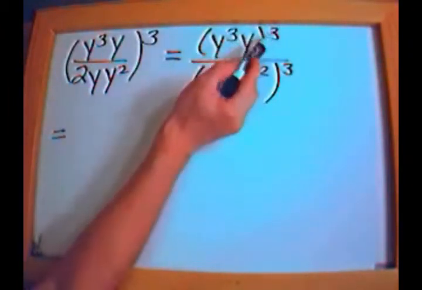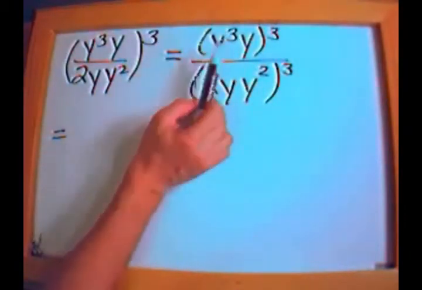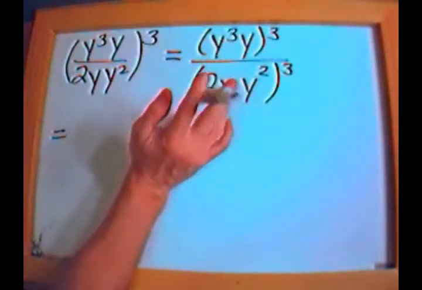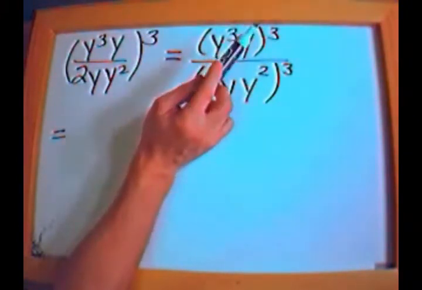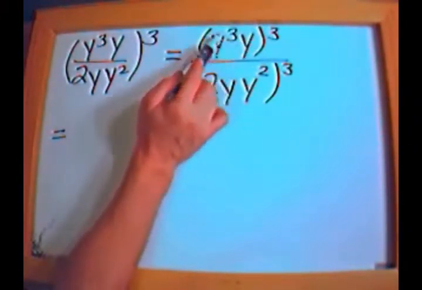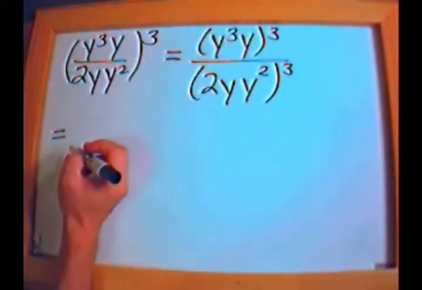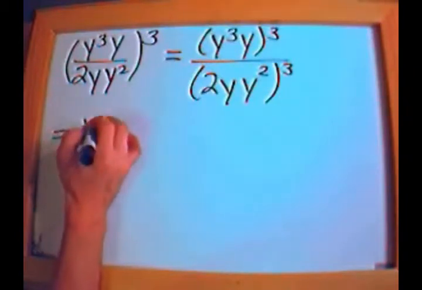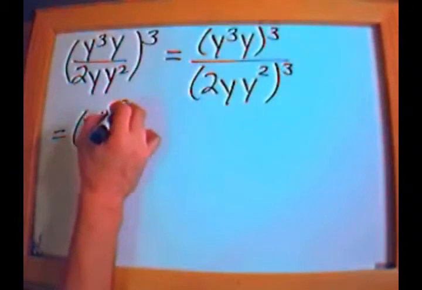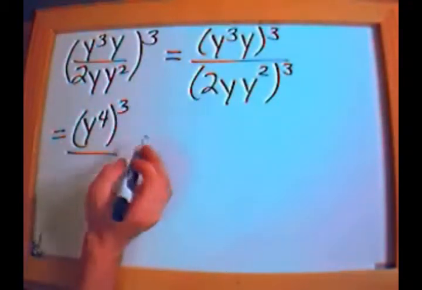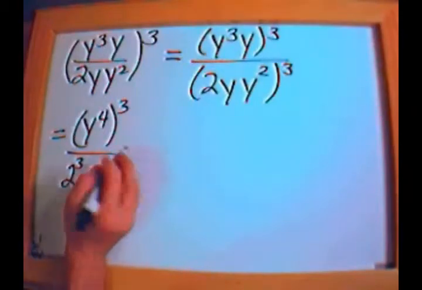Now notice, I could distribute this 3 in, just like I did before, and this 3 in just like I did before, but notice that because I have y to the 3rd there and y there, and I have the same base, I can simplify the inside before proceeding by just adding the exponents. So on the top I'm going to have y to the 4th, because 3 plus 1 is 4, and again that's going to be raised to the 3rd power. On the bottom I'm going to have 2 raised to the 3rd power.